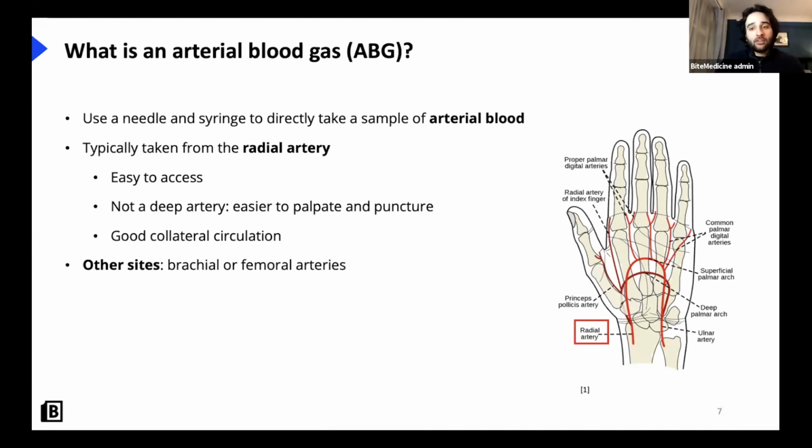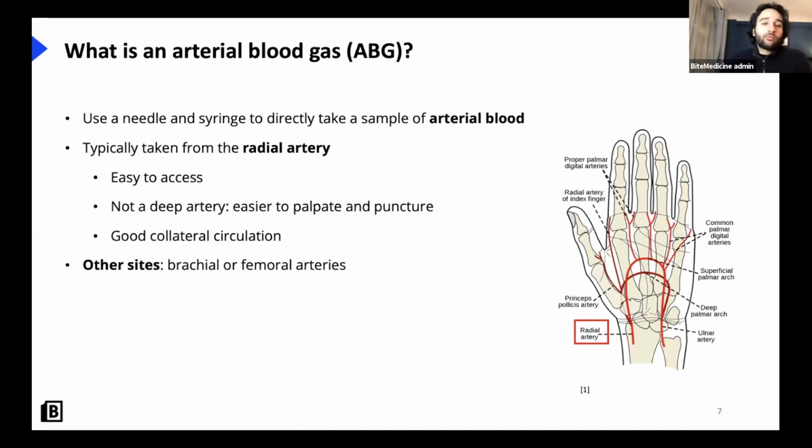You use a needle, you use a syringe, and it's typically taken from the radial artery, which is around the wrist over here. So when you feel your pulse, that's roughly where a good point to try and get a sample of arterial blood is. But you can also take it from other places, such as your brachial artery or your femoral arteries, which is known as a fem stab.